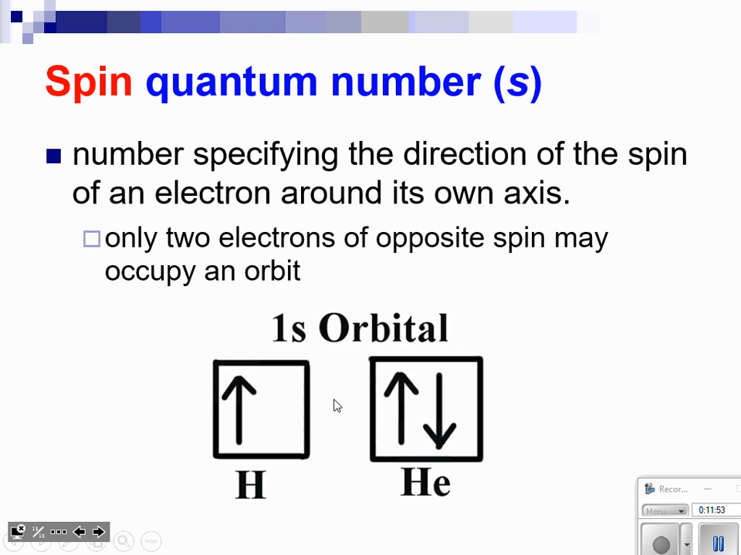The spin quantum number specifies the direction of the spin. Remember, this box right here just represents an orbital. If this is hydrogen, this is an s orbital because it only has an s orbital. So the box represents the orbital and the arrow represents the spin. This is helium. Once again, it's an s orbital, but it's showing you with the up arrow and the down arrow that those 2 electrons are spinning in opposite directions.